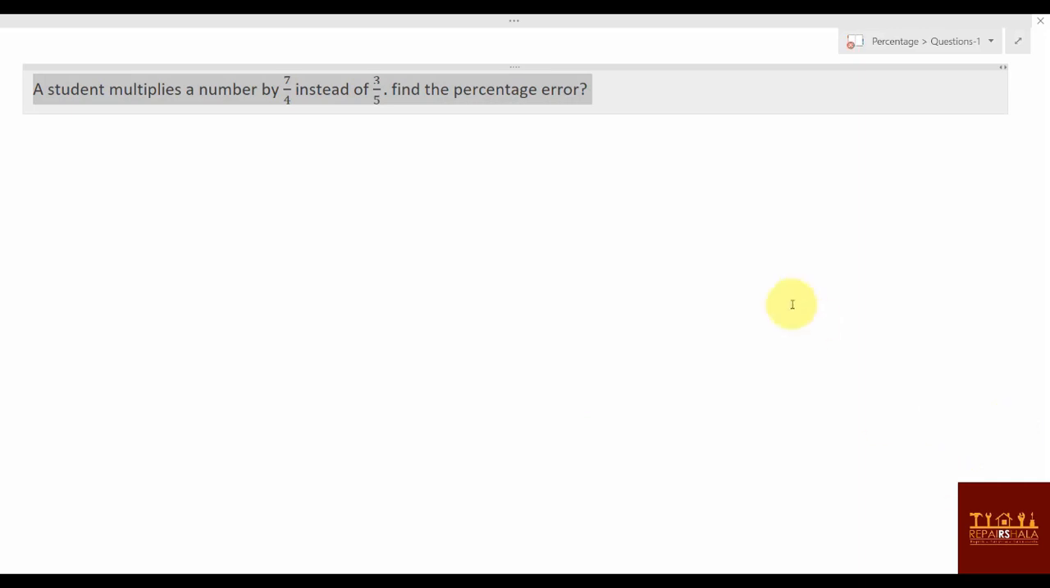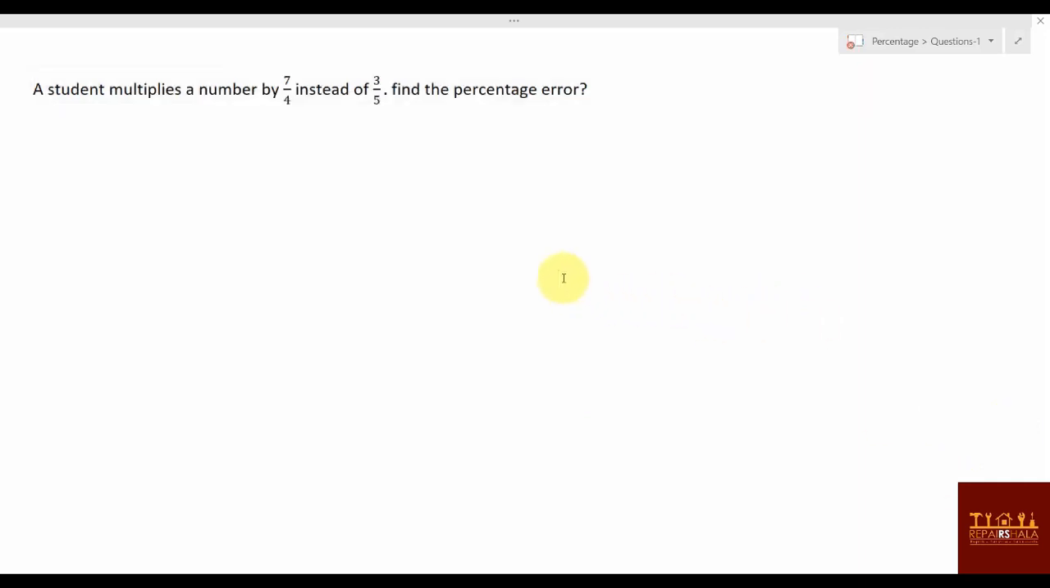Now there is another one. If a student multiplies a number by 7 by 4 instead of 3 by 5, find the percentage error.